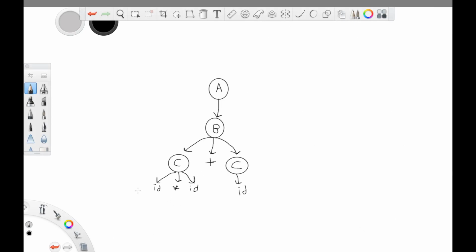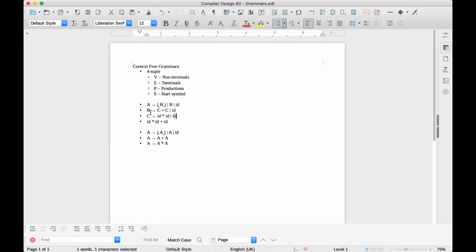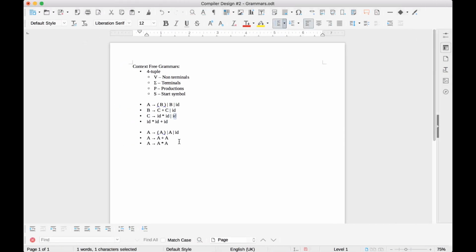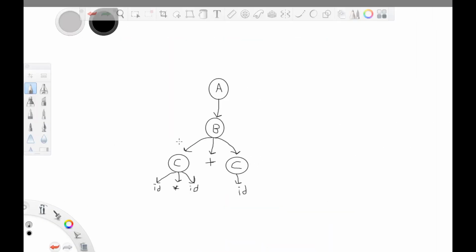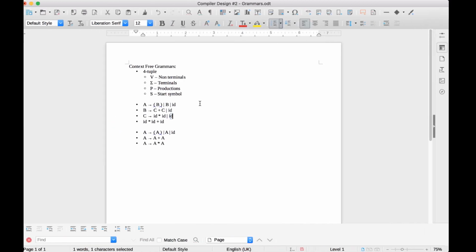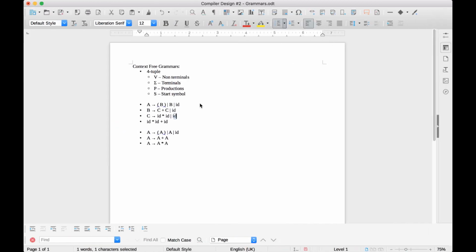And now we have ID times ID plus ID as our leaves. So we've managed to parse ID times ID plus ID, and we've managed to produce a correct parse tree. That means that ID times ID plus ID is a member of the language represented by this grammar. Now, what isn't a member of the language represented by this grammar?